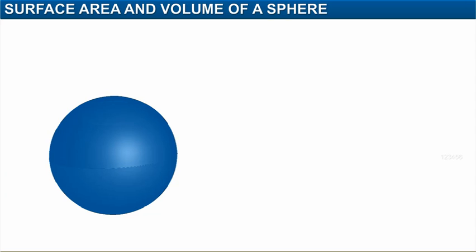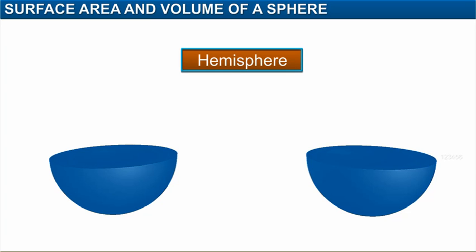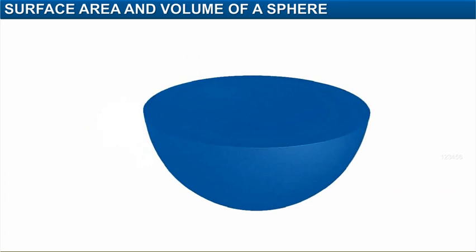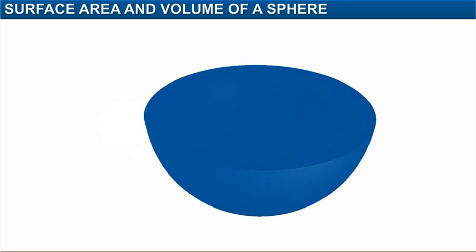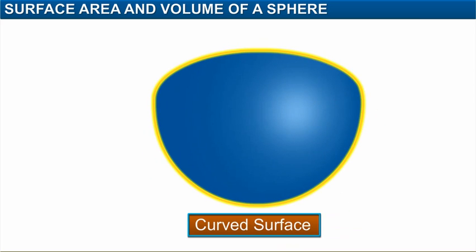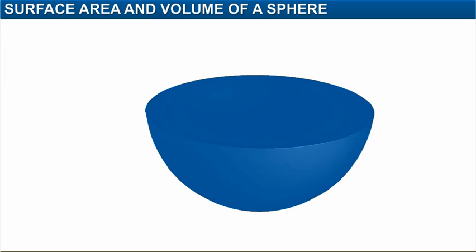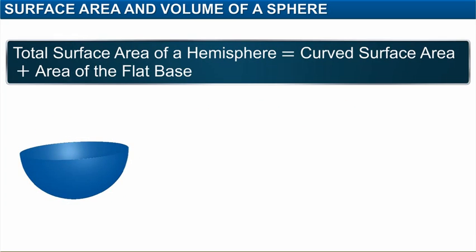If we cut a sphere exactly in two halves, then each part is called a hemisphere. A hemisphere has two surfaces, a flat circular surface, which is called the base, and a curved surface. The total surface area of a hemisphere is the sum of the areas of the curved surface and the flat circular surface.